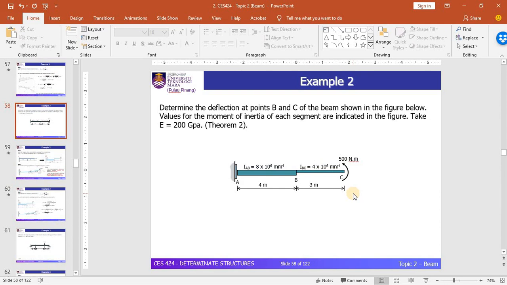In this example, we still deal with a cantilever beam, but the section is different from AB to BC, meaning the I is different, and we have an applied point moment equal to 500 Newton meter. Given that E is equal to 200 GPa, we need to calculate the deflection at point B and at point C. Without further ado, let's discuss the solution.